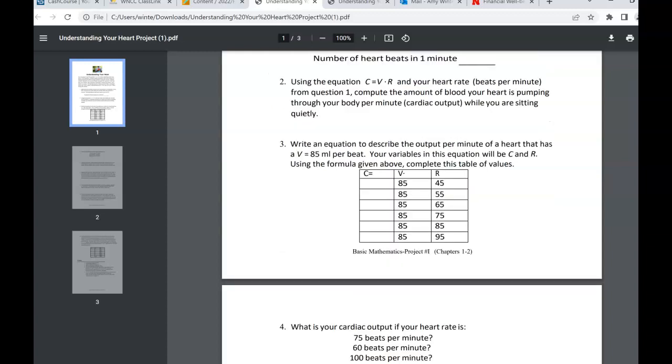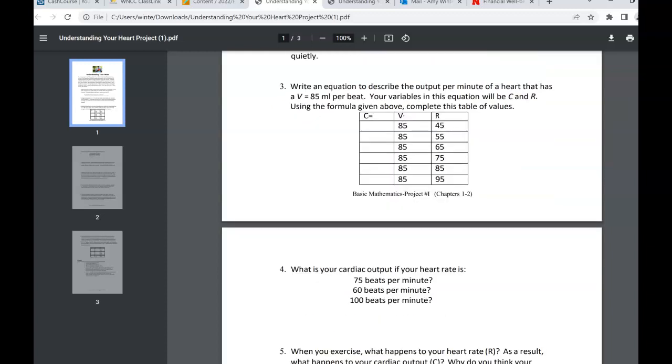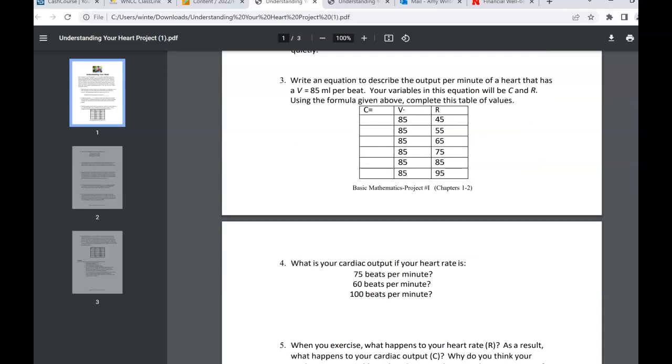Number 3, there's a table here. So I encourage you to create a table. I don't want you to use this document. I want you to create a document. And again, your project needs to be standalone. I shouldn't even have to look at this paper to know what's going on. That's why I'm saying you need to explain everything. You need to over-explain it. So here, again, it's giving you the V and the R. So you're going to calculate C, and you're going to explain it. You're going to give the answers. You're going to show your work. Number 4, what is your cardiac output if your heart rate is 75 beats a minute, 60, 100? So again, you're calculating C, and it's giving you different heart rates.